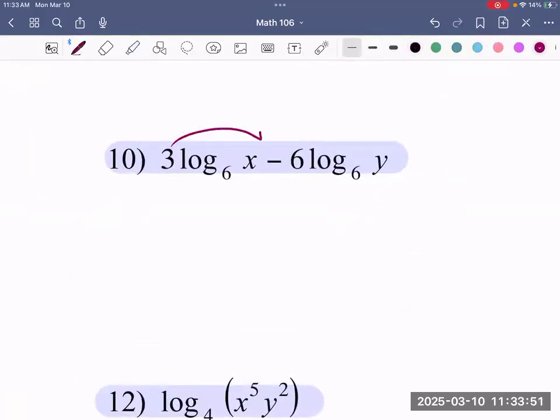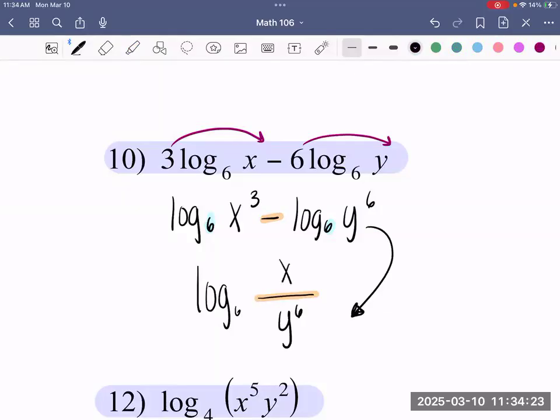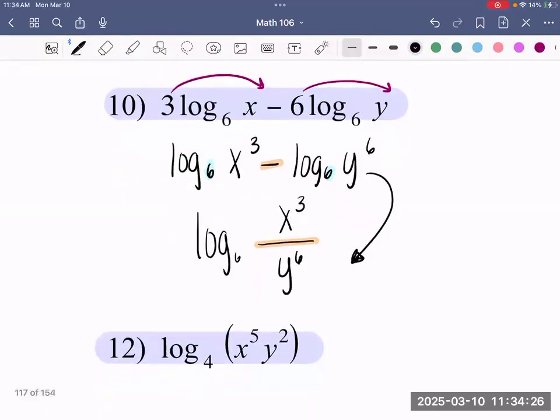All right, these come up, these come up. Log base 6 of x cubed minus log base 6 of y to the 6th. They both have a base of 6 here, so that is exactly what we want. We go from a subtraction, so we're going to try to get one of these log base 6's. Subtraction turns into division. Whatever is doing the subtraction does the dividing, so we have y to the 6th, and x cubed comes up above.